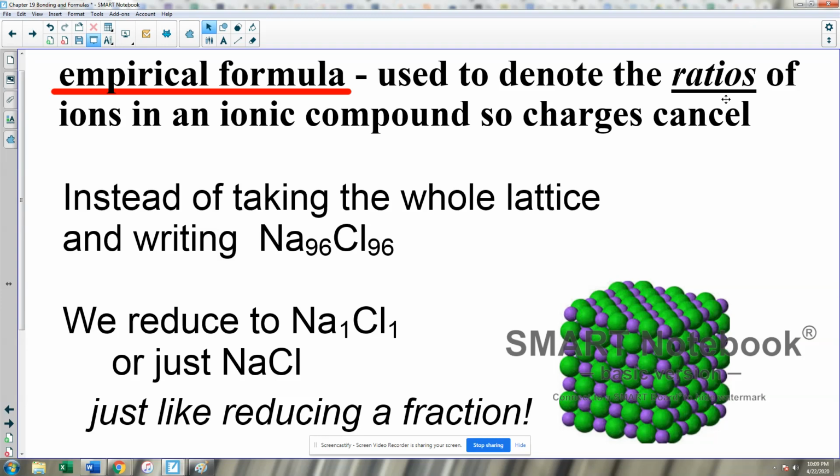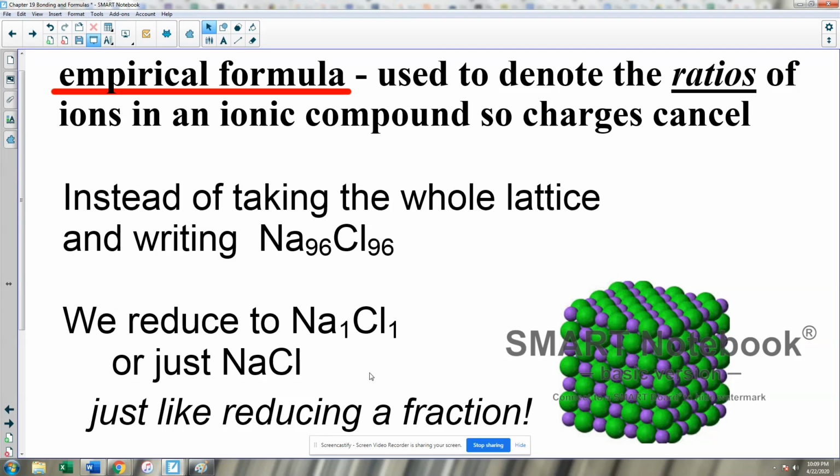So in other words, we really only care about something like sodium chloride. If there's 96 of each, that's really the same thing as a 1-to-1 ratio, right? For every sodium ion, there's a chloride ion. So I could call this a 1-to-1 ratio. And remember, just like in algebra, we don't like to write ones when we don't have to. So we would just call this NaCl.